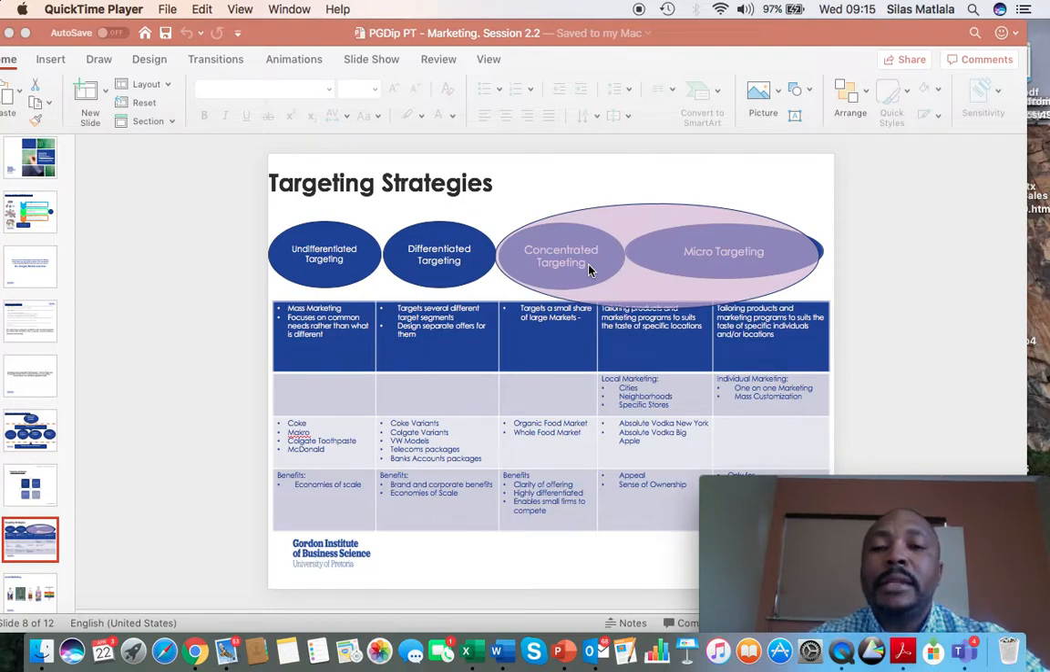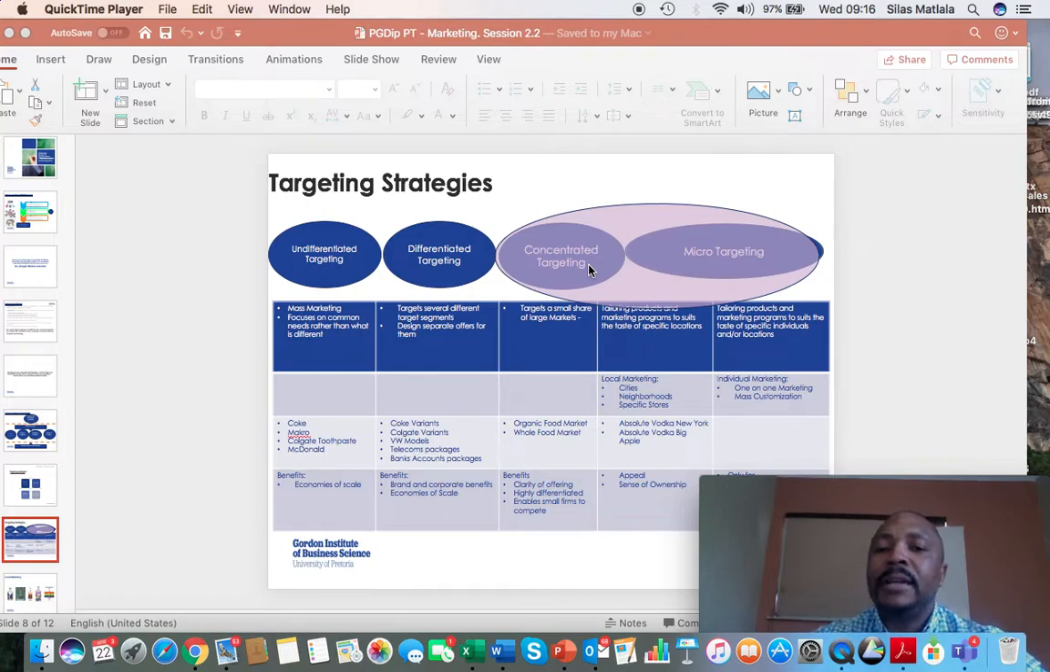If you look at the examples that I've used here, the large market in this case is the food market. But you can say, while I'm going to play in the food market, I am only going to concentrate on the organic food market or whole food market. It's a very tightly defined target market. And the benefit is that there is a clarity of offering. You become known for offering organic food.